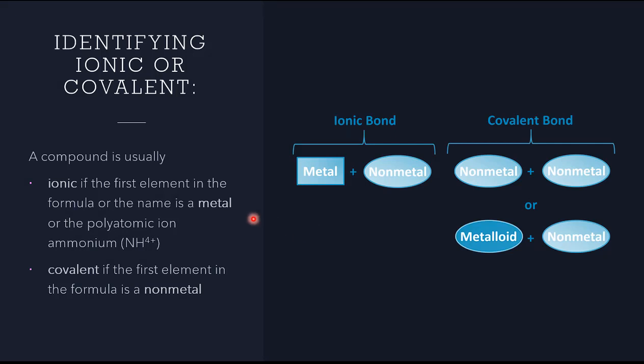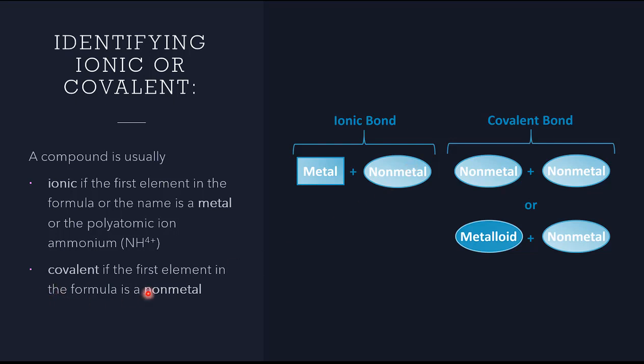So you may ask, if I'm given a formula for some compound, how do I know if it's ionic or covalent? Well, really quickly, if it's telling you penta or tri or di in the name, you can probably be safe to assume it's covalent. But if it's not telling you any sort of numerical prefix, then you may have to investigate a little bit. A compound is usually ionic if the first element in the formula or the name is a metal, while the second is a nonmetal or a polyatomic ion.